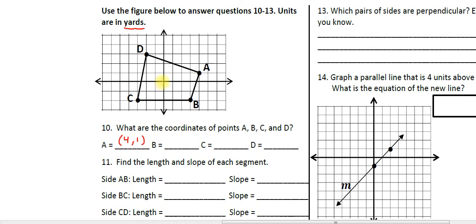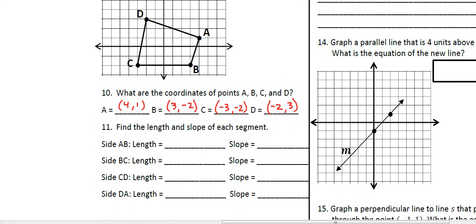Okay, B. B is at 1, 2, 3, positive 3 on the x-axis, negative 2 on the y-axis. So B is at positive 3 on the x, negative 2 on the y. C is 1, 2, negative 3 on the x-axis, negative 2 on the y-axis. So C is negative 3, negative 2. And D is 1, 2, negative 2 on the x-axis, 1, 2, 3, positive 3 on the y-axis. So D is at negative 2, comma, positive 3. All right. Now at this point you should be checking your work. I've already done this work in advance, so I'm pretty confident those answers are correct.